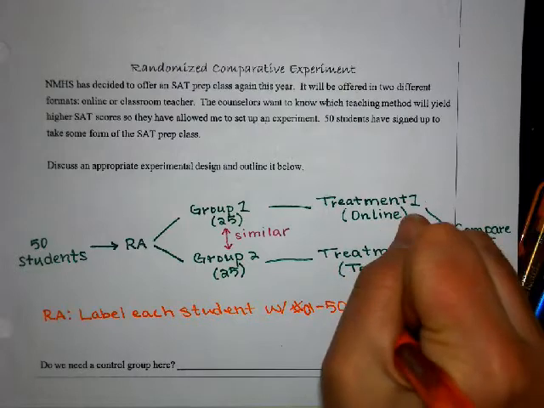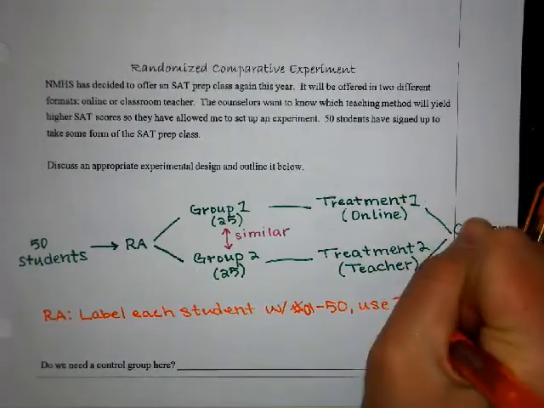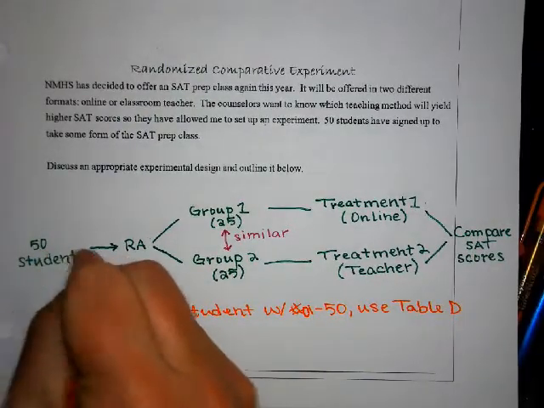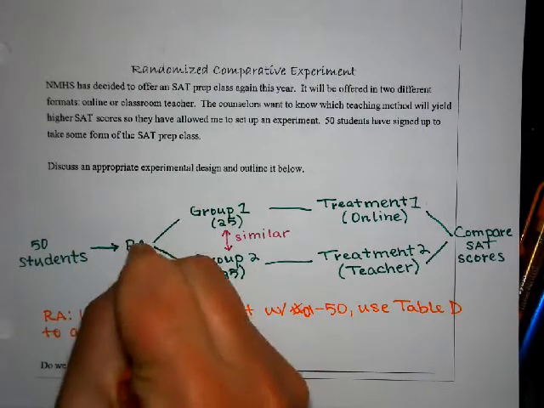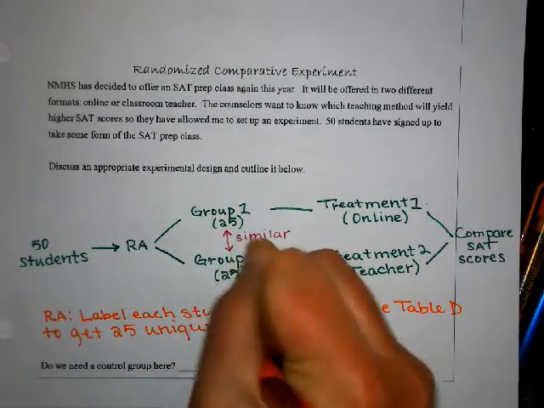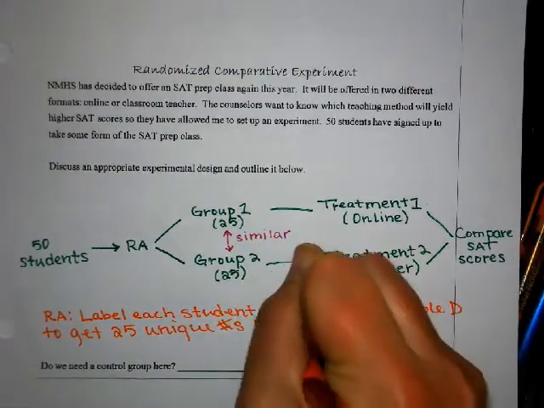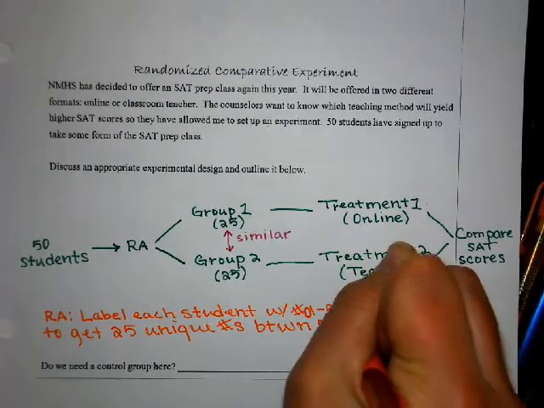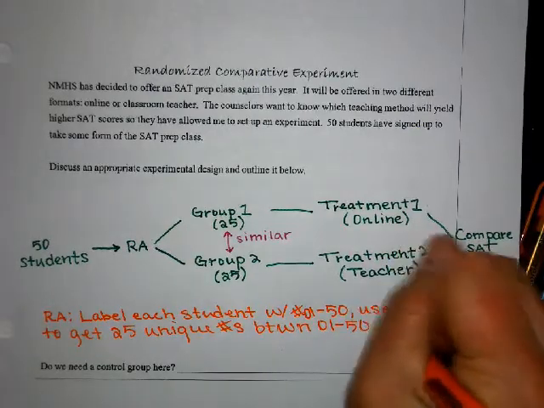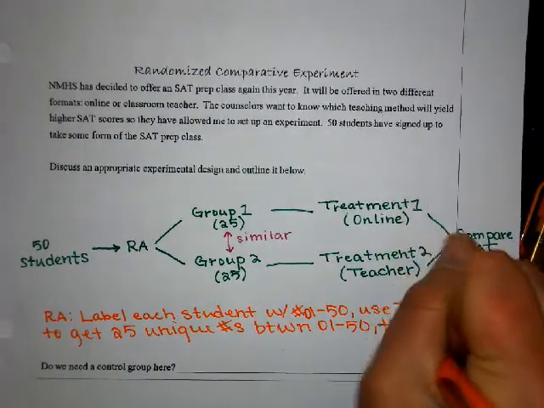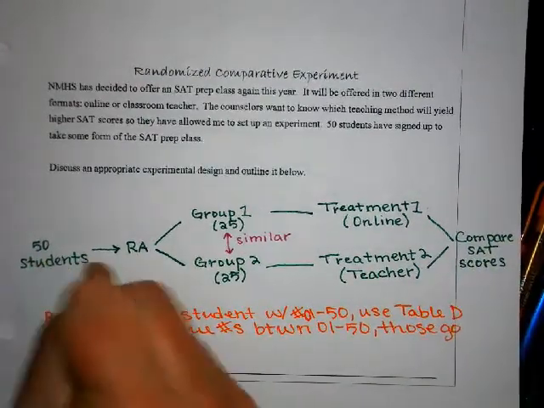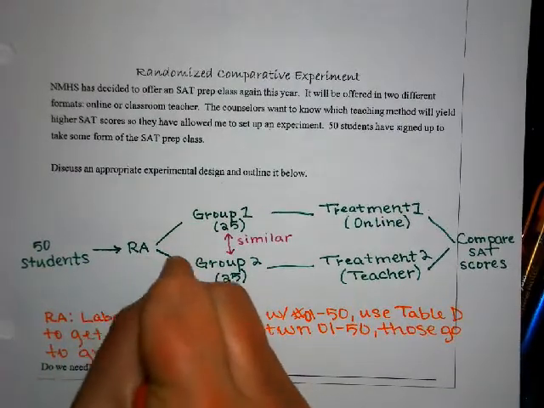Use table D. That's our table of random digits to get 25 unique numbers between 0, 1, and 50. So that's telling you to ignore numbers outside that range. Unique tells you you can't have repeats. Those go to group 1. Rest go to group 2.